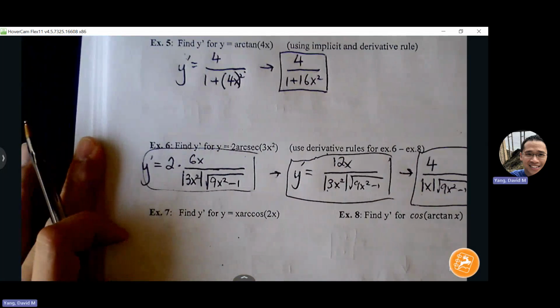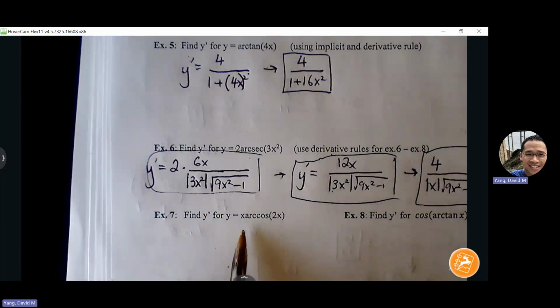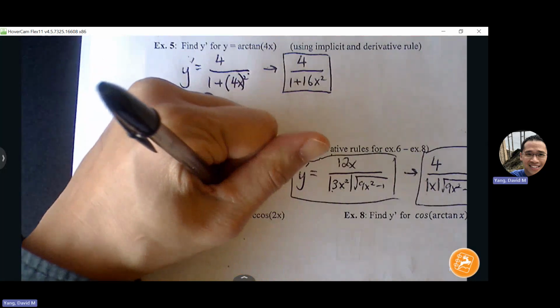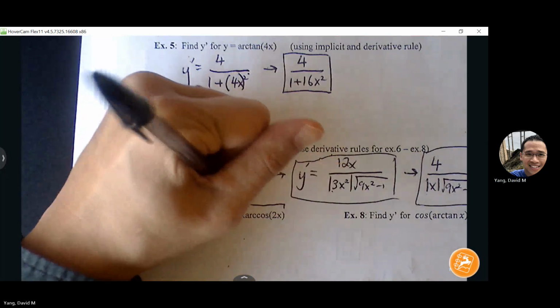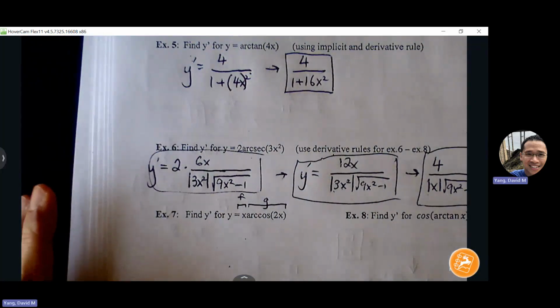All right, number 7. Find y prime for y equals x times arc cosine of 2x. Anything special here? Product rule. You see that x and arc cosine 2x are two distinctly separate expressions that are being multiplied with one another. We got to go through product rule. Okay, f prime g plus f g prime.